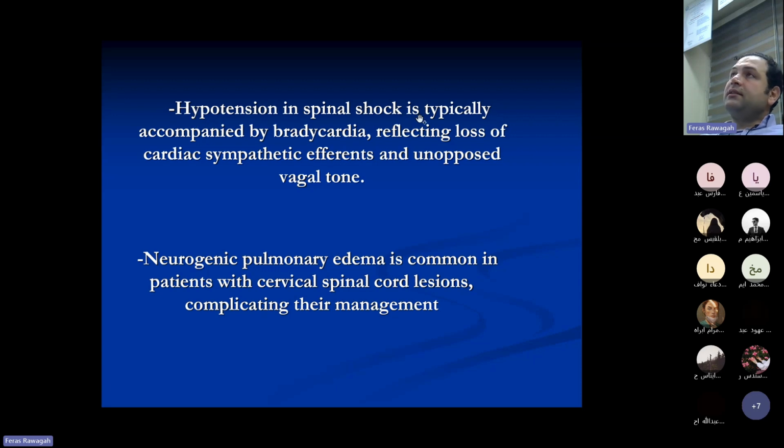Now, hypotension happens in neurogenic shock, but sometimes, as we said, some books use just one term to express both. There is something called neurogenic pulmonary edema, which is common in patients with cervical spinal cord lesion, complicating the management.